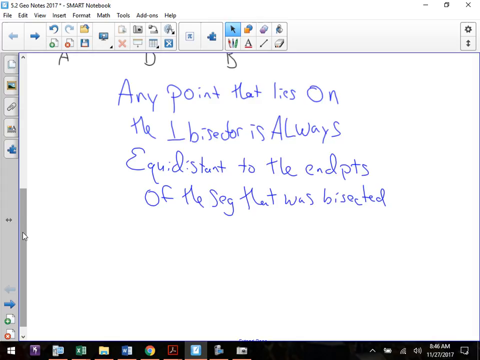Because there's a point here that does a lot of weird stuff too, but we'll get to that. This textbook does it differently. It introduces you to all the different segments that can be created, and then we talk about the points of concurrency later.